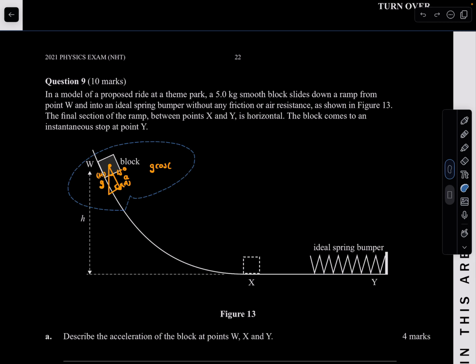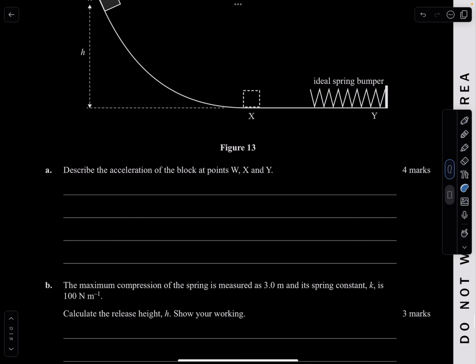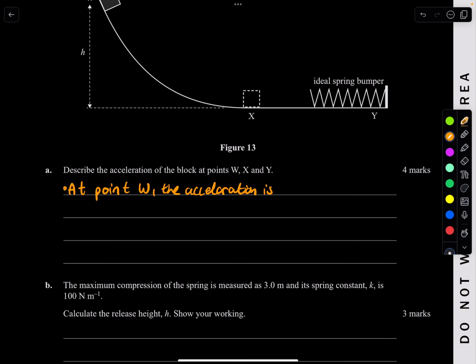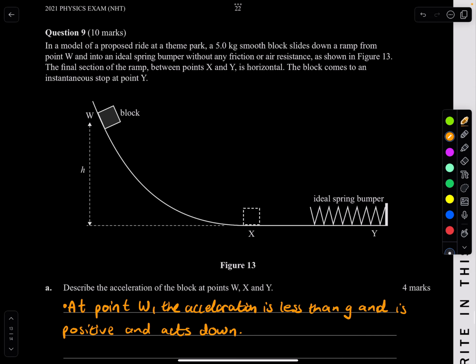So I'm going to rub this out now. I wrote too much, but because it's 4 marks, I really do want to be specific. So at point W, the acceleration is less than g and is positive and acts down. Done. Now let's have a look at X.